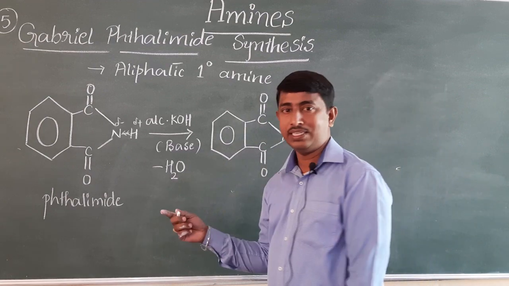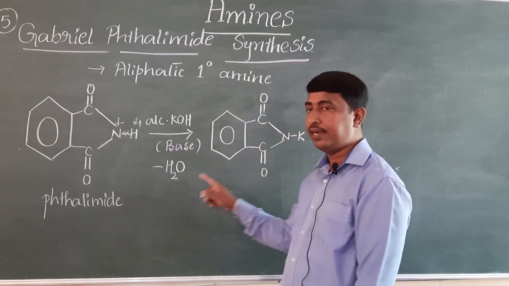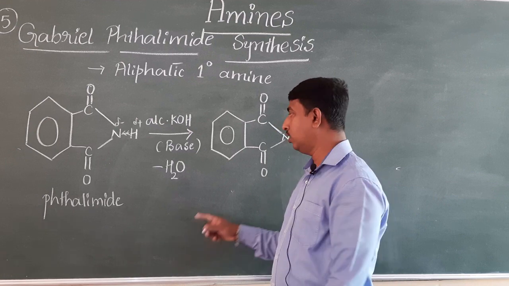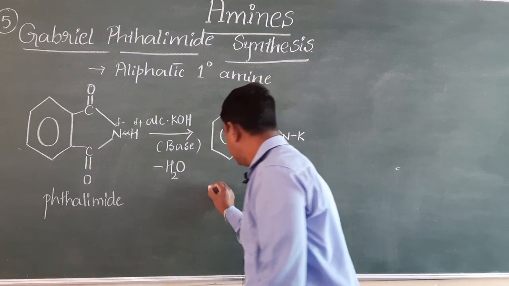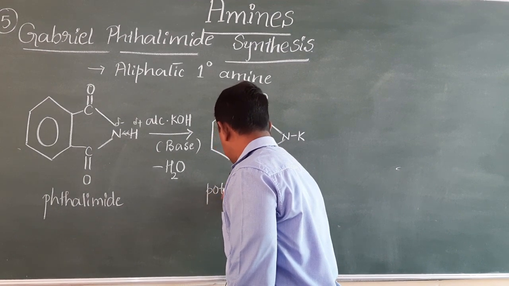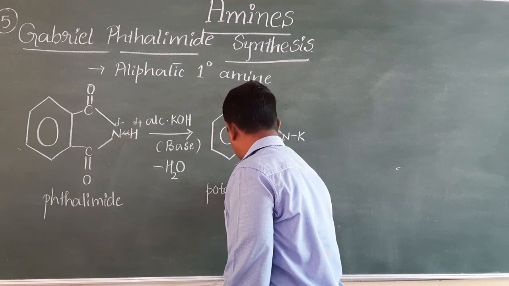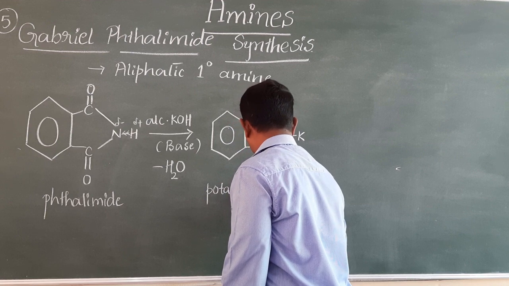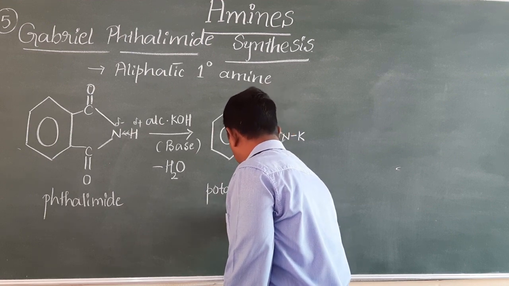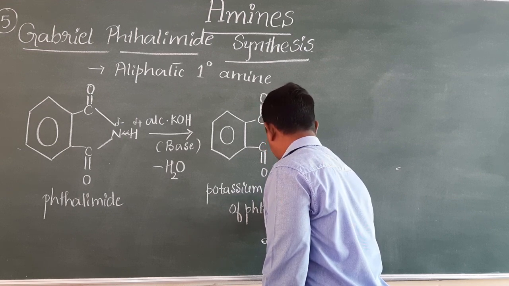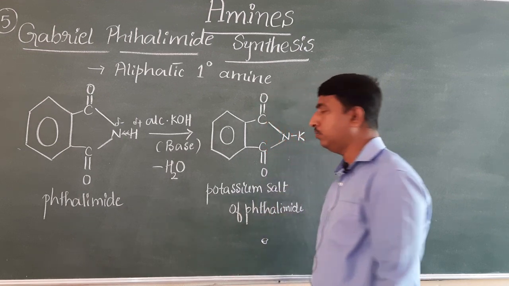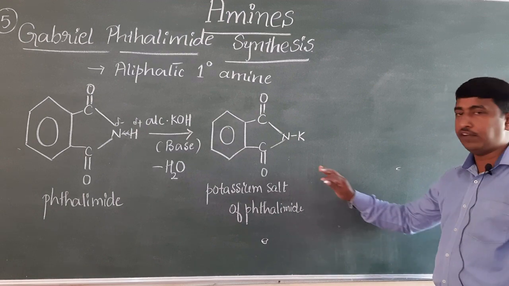Now this is salt. An acid base reaction always gives salt and water. So water has been removed, and the product formed is the potassium salt of thalamide. This is the first step.